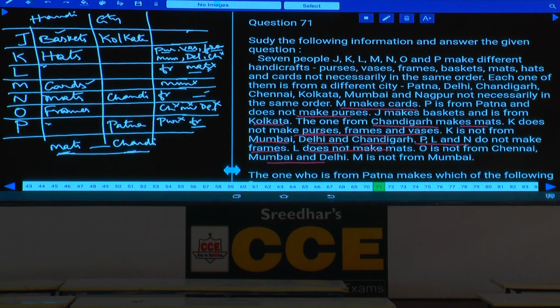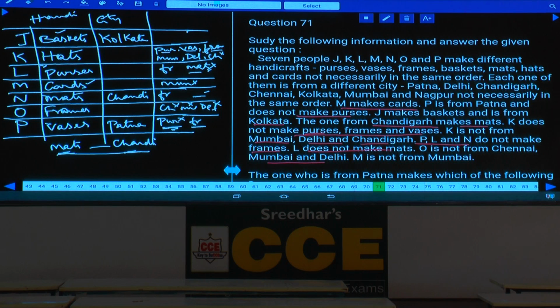Then basket, hat, cord, mat, frame were done. Then what else is left over here? Now we are left with purses and wages. Now this person is not making purses. As this person is not making purses, hence L must do purses. If L is doing purses, what is left over here? Wages. And this person is doing wages.